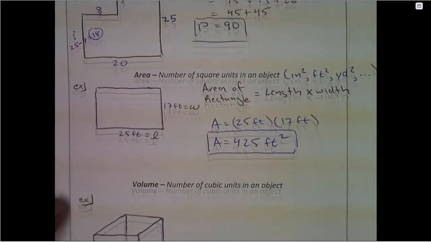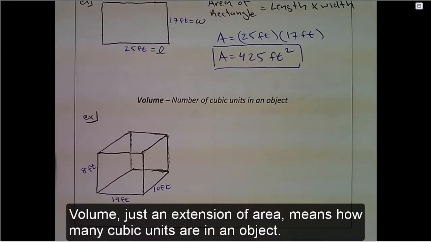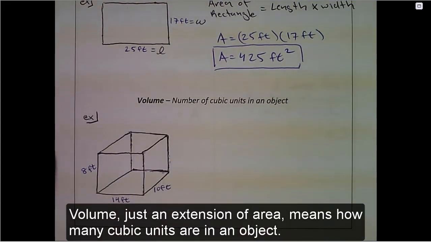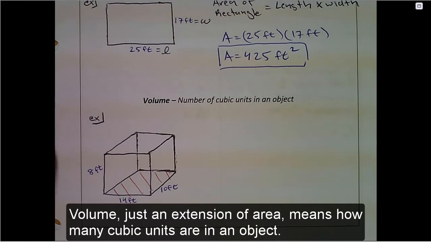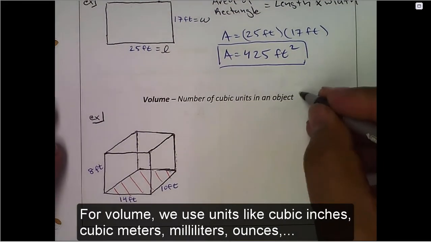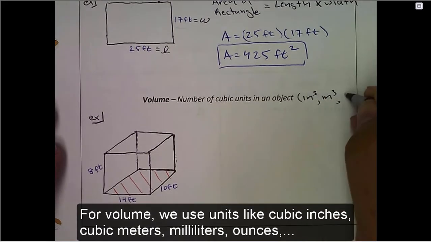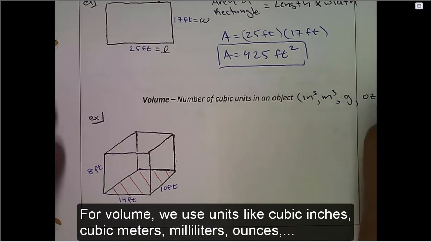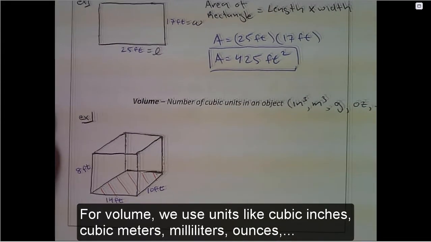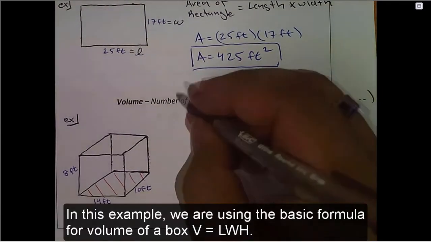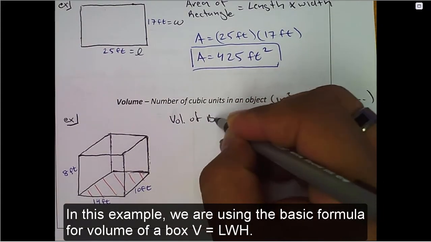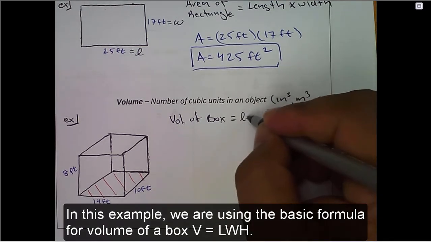Volume, just an extension of area, means how many cubic units are in an object. For volume, we use units like cubic inches, cubic meters, milliliters, ounces, and so on. In this example, we are using the basic formula for volume of a box, length times width times height.